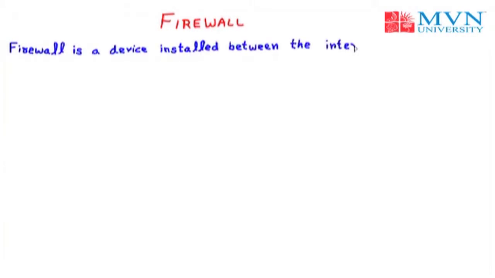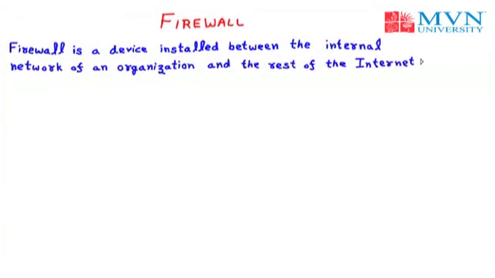Hello friends, today we will discuss the next topic, that is firewall. Well, the firewall is a device installed between the internal network of an organization and the rest of the internet. All previous security measures cannot prevent Eve from sending a harmful message to a system. So the firewall is designed to forward some packets and filter others.